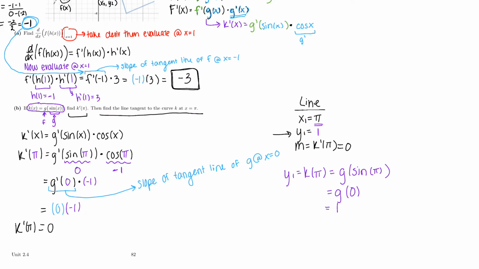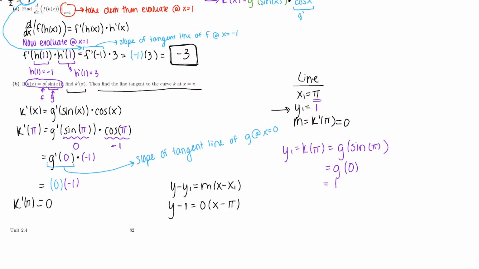So our line here, remember, y minus y1 equals m times x minus x1. y1 is 1, m is 0, x1 is pi. 0 times anything is just going to be 0, so we have y minus 1 equals 0, or y equals 1.